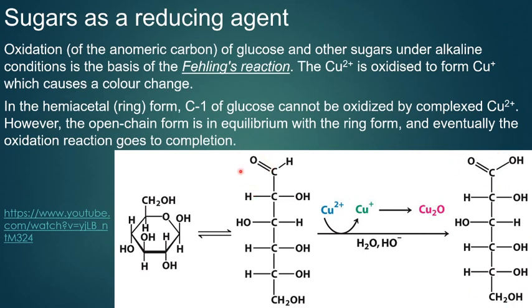Because we are suddenly having less of our open chain form, that's going to push this equilibrium to the right, because we are having fewer and fewer of this, because this reaction here is not in equilibrium. That is going to cause more of the glucose to convert from its cyclic form into its open chain form, which will obviously continue until the reaction goes to completion.